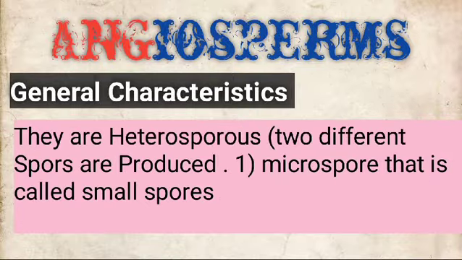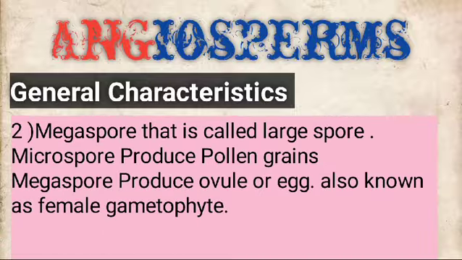Number 4 characteristic is that they are the heterosporous. Heterosporous means two different spores are produced. Number 1 is microspore, that is called small spores. And number 2 is megaspore, that is called large spores. Microspore produce pollen grains and megaspore produce ovule or egg, also known as female gametophyte.